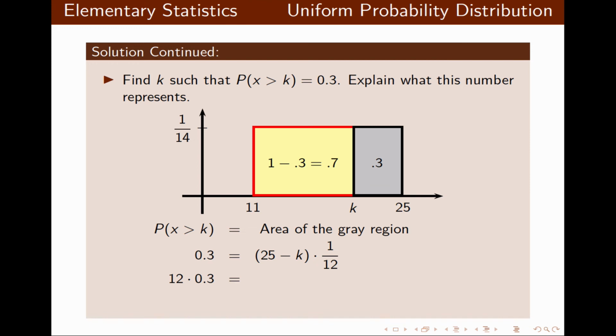We can multiply by the LCD, solve for K, and K is 21.4. So the probability that a cup gets more than 21.4 ounces of coffee is 0.3. So 30% more than 21.4 and 70% less than 21.4 ounces of coffee.